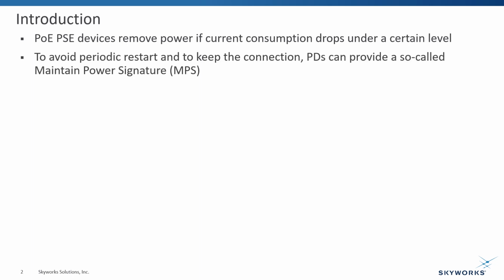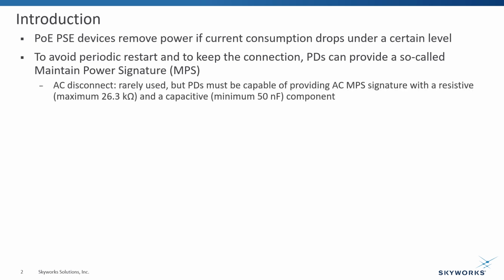To avoid power removal, PD devices can use a technique called Maintain Power Signature, or MPS in short. MPS has two components, a DC and an AC component. PSEs can monitor each of them individually or both. The two methods have their own criteria to maintain the connection.